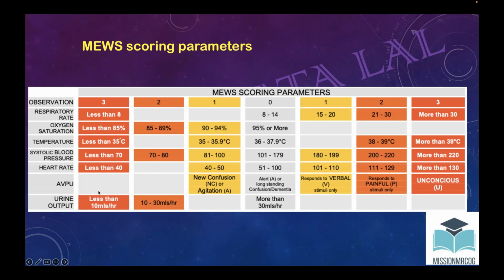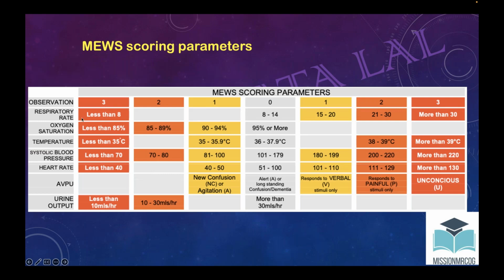For example, for the respiratory rate, if it is 8 to 14, it will come in 0. So we are happy, no problem. If it is less than 8, then it will give a red score, or the score will be 3. Now if we move this way, if it is 15 to 20, it is yellow. If it is 21 to 30, then it comes amber. And if it is more than 30, then it will come red in color. So respiration high or respiration less than 8, both are not good. So they have put the score 3.